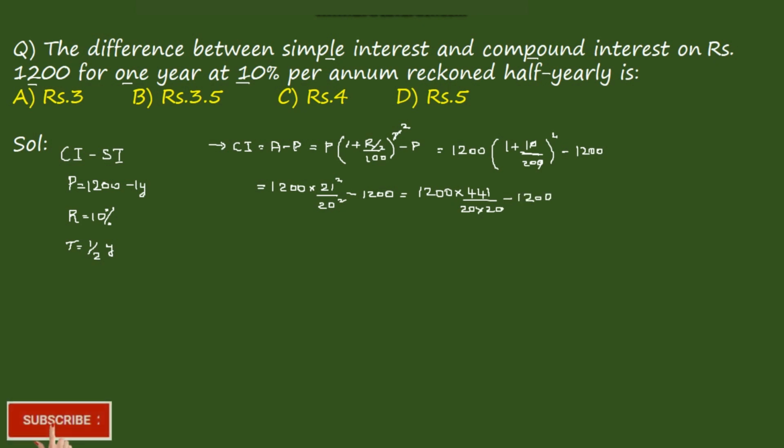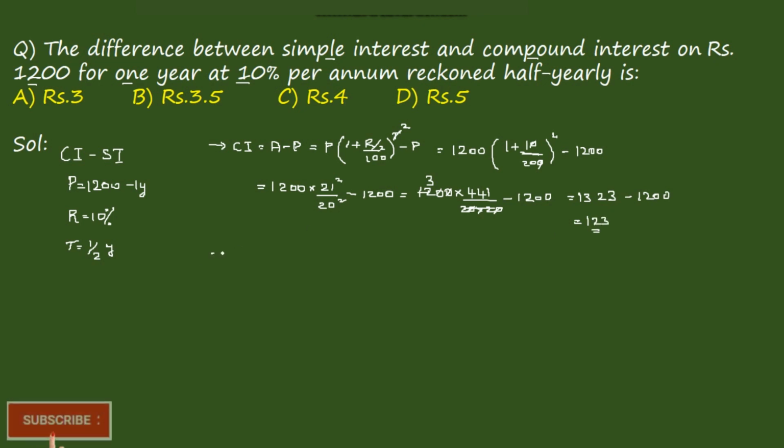1200. Here the zeros get cancelled. 2 2s are 4, so 4 goes into 1200 as 3, right? 3 into 441, which becomes 1323. Minus 1200, which when subtracted becomes 123, right?